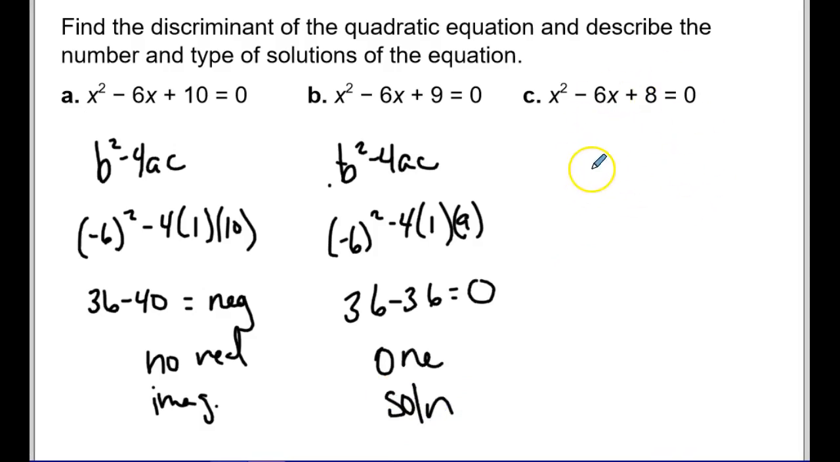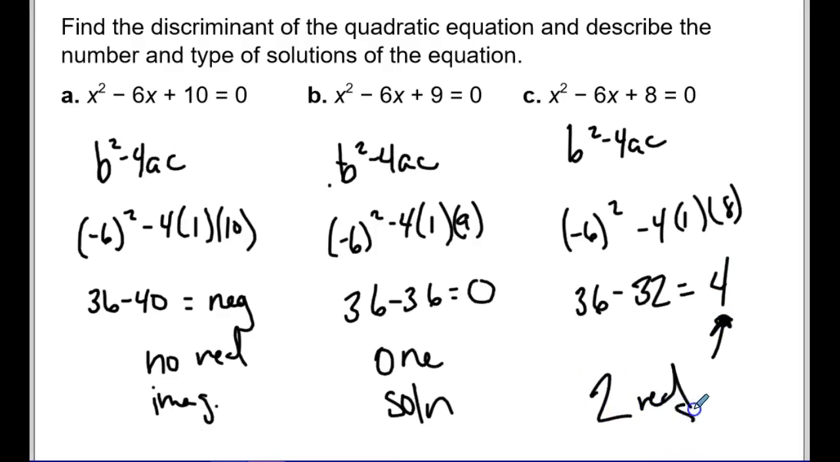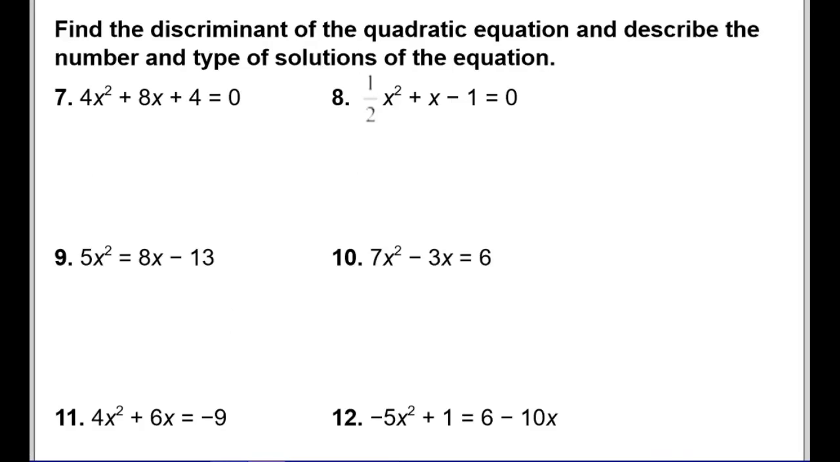Now let's look at this final example. So I still have my b squared minus 4ac. So b squared is this negative 6 squared minus 4 times a, which is 1, times c, which is 8. So I've got 36 minus 4 times 8, which is 32, which gives me a positive number, right? It doesn't honestly matter what this value is, just as long as it's positive. This tells me I have 2 real solutions. So I can always use the discriminant to just quickly tell me how many solutions I'm dealing with. So now here's some for you to try. See if you can just tell me how many solutions there are.